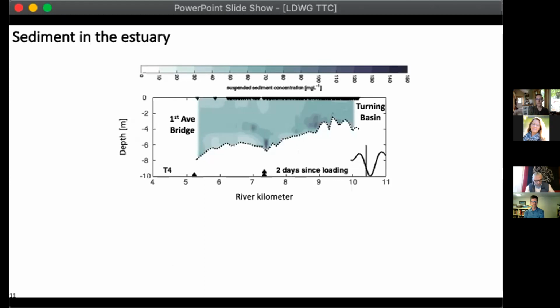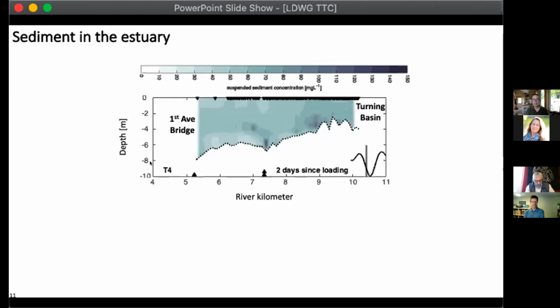And what you can see here is that there's a decent amount of suspended sediment in the water column, but with a lot of spatial variability. There are these 2 almost tumbleweed looking spots of high suspended sediment concentration, and a place where there is actually lower suspended sediment near the bed, right about here, between the 2 bridges, between river kilometers 5 and 7.5.